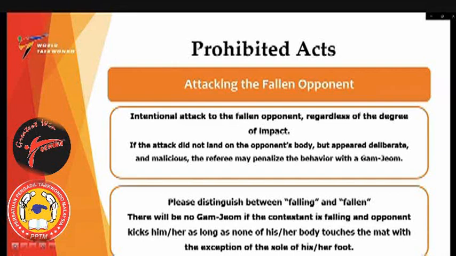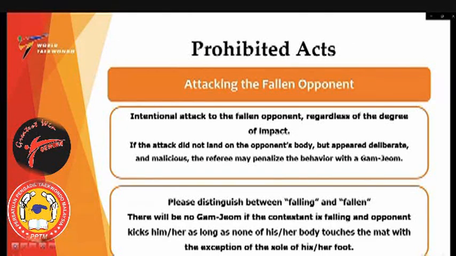The process of falling is okay. So I can attack and kick the opponent if they are falling. But the moment that any part other than the foot touches the ground, this is considered a fallen opponent. And this is when it would be a gamjan. So one more time. If my opponent is in the process of falling, they're going down, I kick and score, no problem.